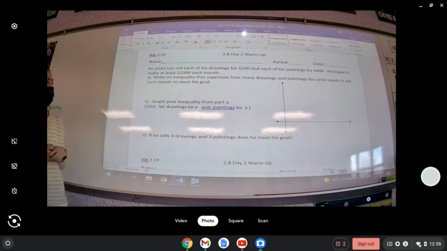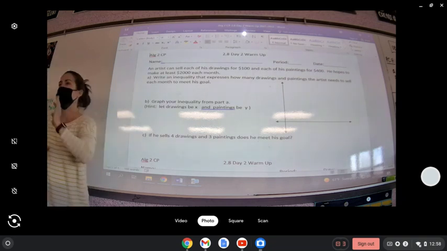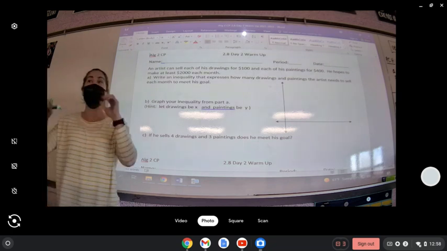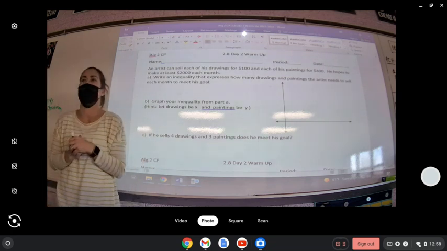So each month the number of drawings and paintings can change. In part A, they said, write an inequality that expresses how many drawings and how many paintings the artist needs to sell each month to meet this goal. All right, so guys, we got to put this into a mathematical inequality. He's selling drawings and he's selling paintings. How much can he sell a drawing for? $100. So guys, if he sells 1 drawing, how much money does he make? 100. If he sells 2 drawings, what does he make?